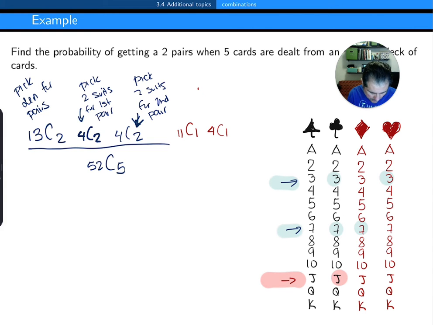So I'm going to write a little note here for completeness. Pick denomination for 5th card. It's hard to write small with the big thick tip of my pencil, and I'm going to write here, pick suit of 5th card.